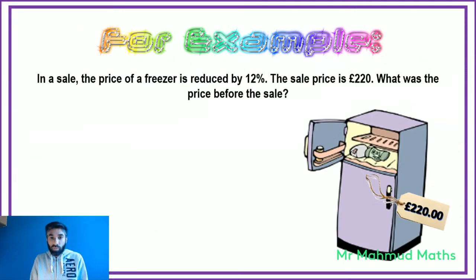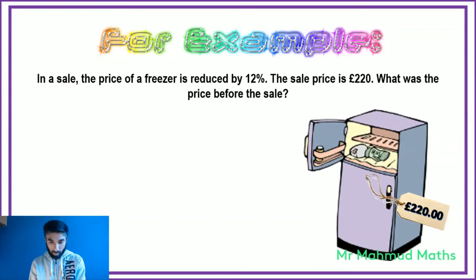Okay, now one question before we move on to the Kahoot. For this one, if you don't have a calculator, can you write down the calculation in your chat section, please? So write down the calculation. If in a sale, the price of a freezer is reduced by 12%, and the sale price is £220, what was the price before the sale? All I want you to do is write down the calculation that we need to do to find out the price of this freezer.